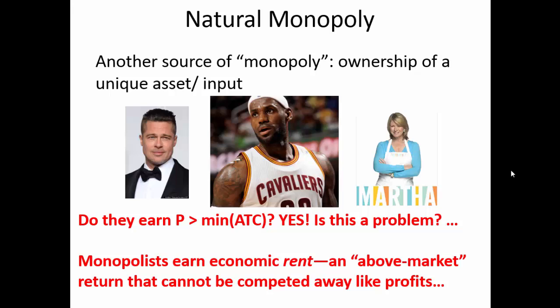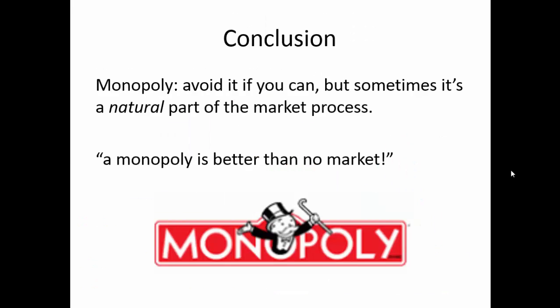Monopolists earn rents. In the case of companies where we could have competition, monopolies and rents are inefficient. But in cases of these unique assets, where there's only one LeBron James, only one Brad Pitt, only one Martha Stewart, it's kind of unfeasible to have competition. And so we'll accept the fact that these people, because of their extremely valuable talents, are going to be earning rents.